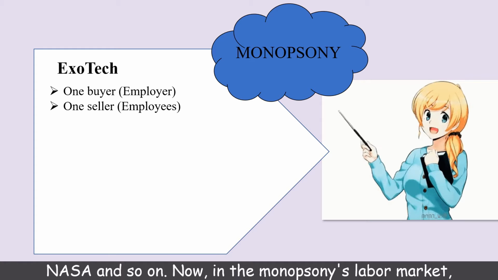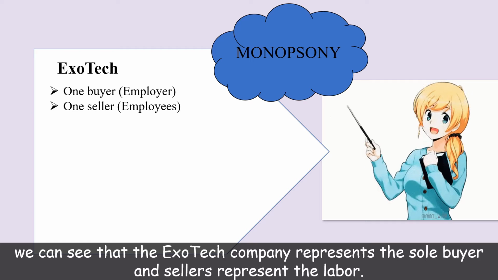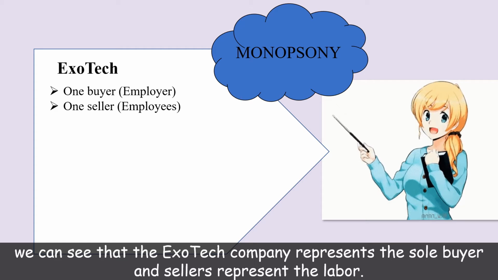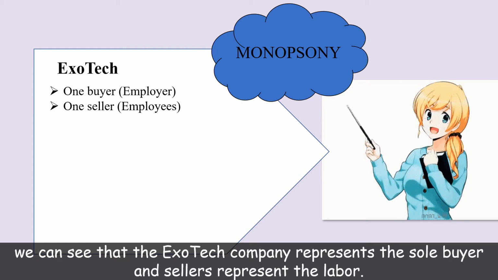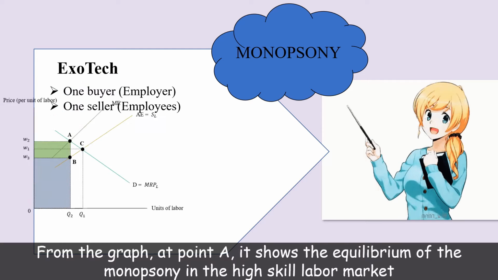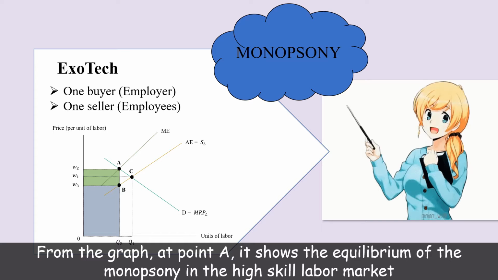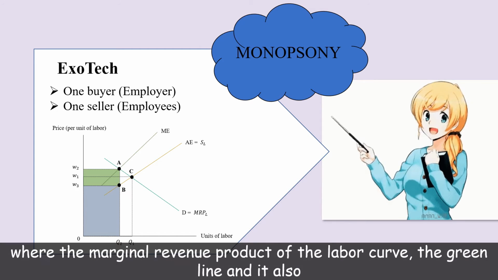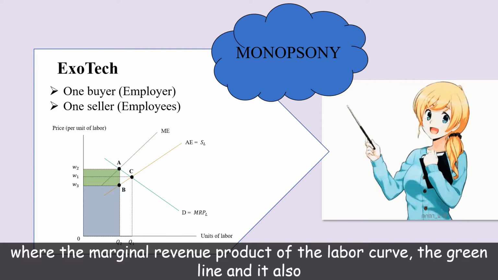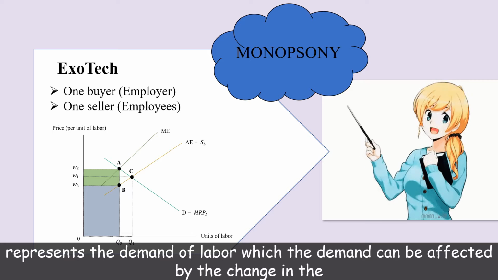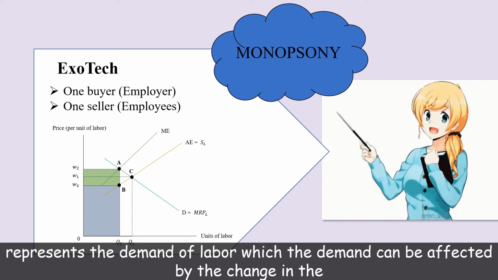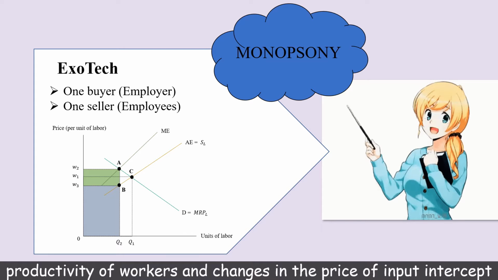Now, in the monopsony's labor market, we can see that the Exotech company represents the sole buyer and sellers represent the labor. From the graph, at point A, it shows the equilibrium of the monopsony in the high-skilled labor market where the marginal revenue product of labor curve, the green line, also represents the demand of labor, which the demand can be affected by the change in the productivity of workers.